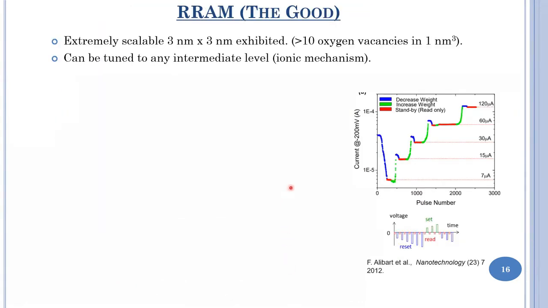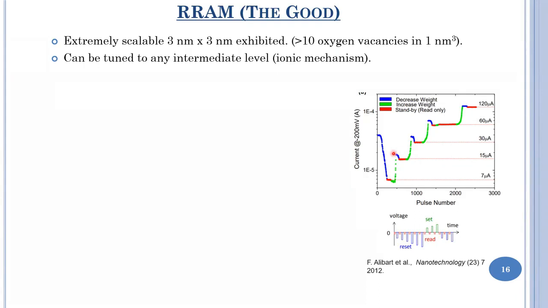So we apply a set pulse first. Let's say we apply a small set pulse. Then we verify, or read the state, to know that we have reached this point now. Then again we apply a set pulse of higher amplitude, so we reach a somewhat higher conductance value. Again we apply an even higher pulse, and then we reach this value, let's say. So we overshot the value of 15 microamps and reached a value which is higher than that.